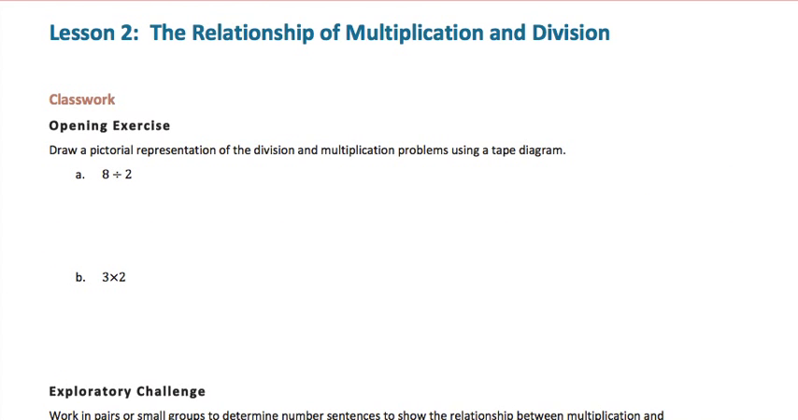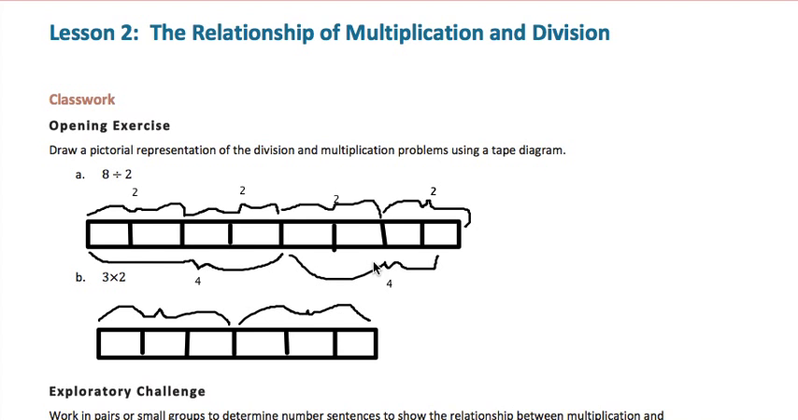Then in lesson 2, we're looking at the relationship of multiplication and division. So we'll start off by using a tape diagram to represent division and also multiplication. So in our first representation, I had 8 pieces in our tape diagram. And it says 8 divided by 2.